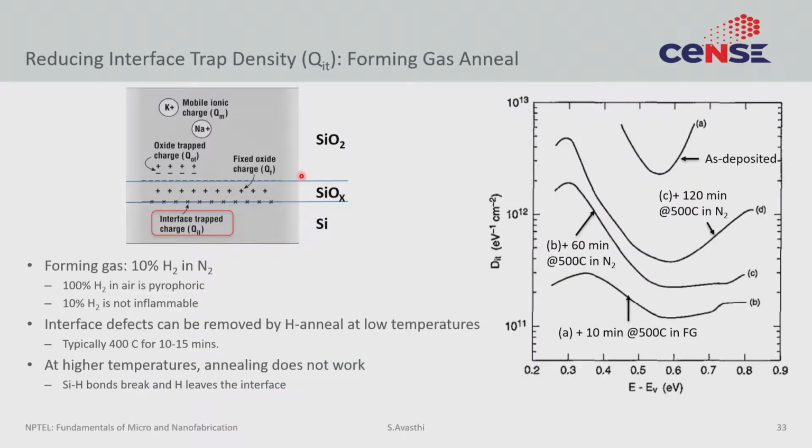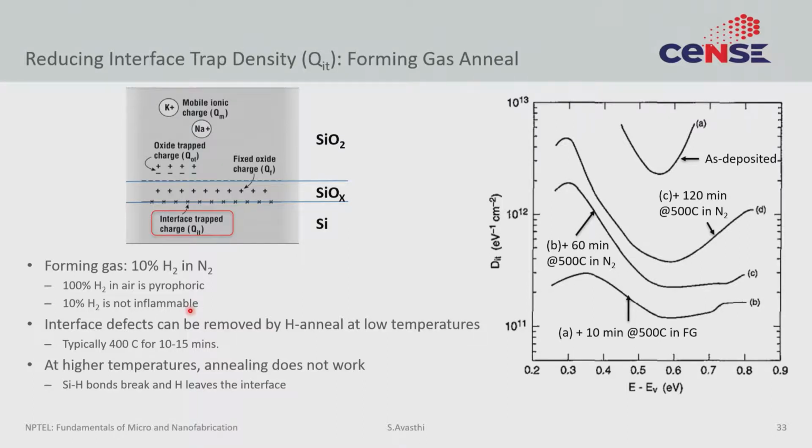Let's go further. So what do we do? How do we fix this? The easiest way we know to fix this is to use forming gas anneal. Forming gas is just a mixture of hydrogen and nitrogen. The reason we use forming gas and not pure hydrogen is purely for safety. 100% hydrogen is actually a very dangerous gas. It can explode if it comes in contact with oxygen. However, 10% hydrogen in nitrogen is very safe. You can safely use it in ambient atmosphere without any danger of explosions. So that's why industry likes forming gas more than pure hydrogen.